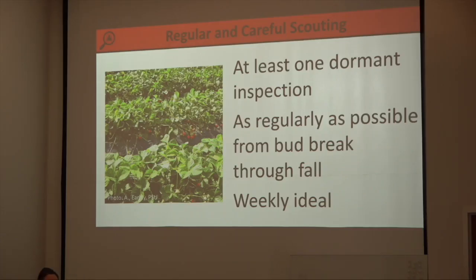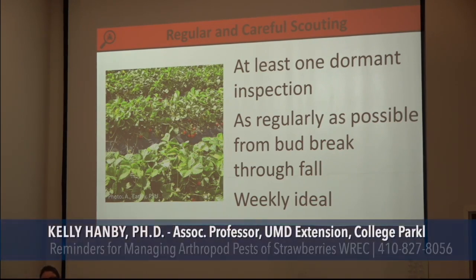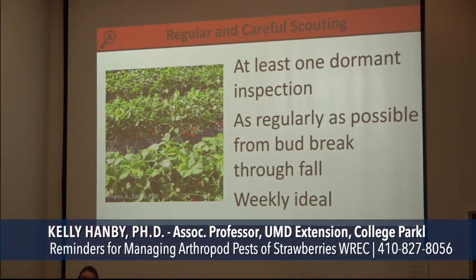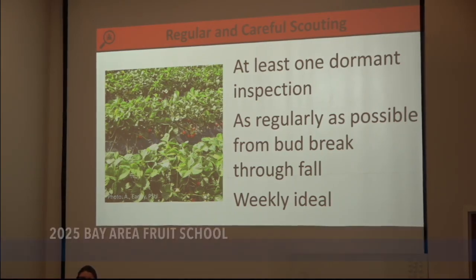So how do you catch the issue early? You have to be out there looking. At least one dormant inspection I recommend. There are things that you can see more easily when there are fewer leaves and less foliage. And then also as regularly as possible from bud break through the fall. Weekly is ideal, especially for some of these pests like spider mites that just reproduce so fast. They can go from very few to a lot fast.